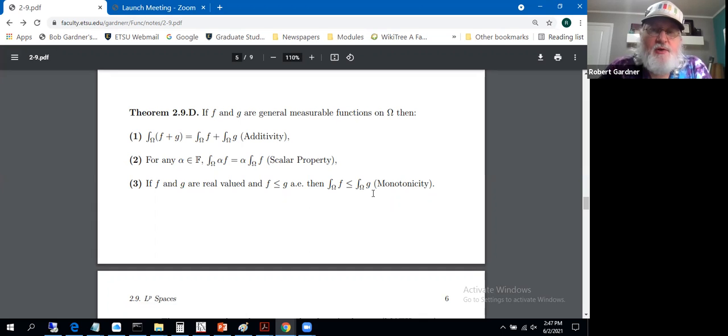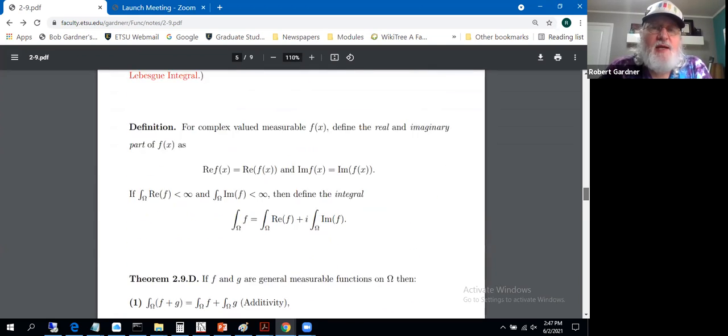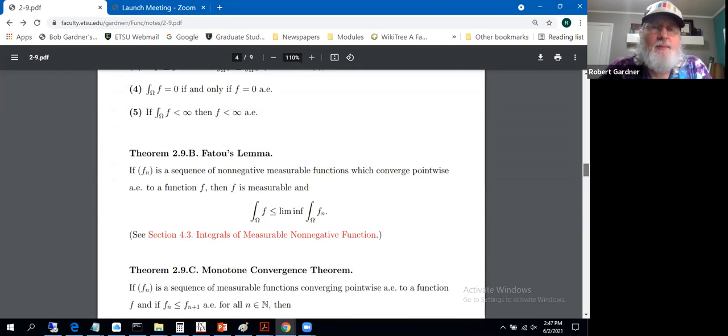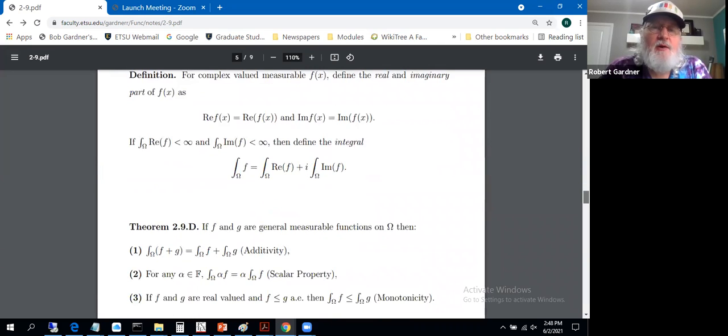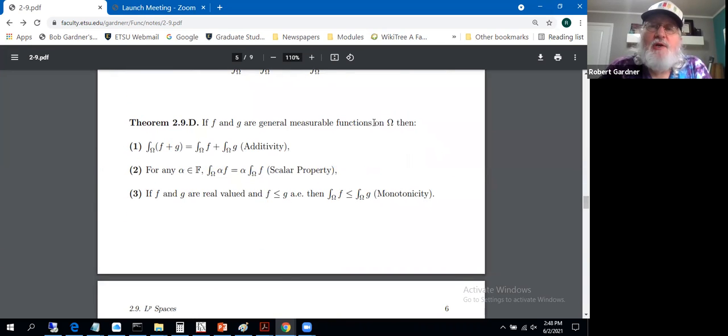Quick observation, didn't we just do this? No. Let's scroll back up, because we stated those three properties before, but the setting was different. Up here, we were considering non-negative measurable functions when we stated those three properties. Down here, we're considering general measurable functions as defined above. So it's a different class of functions. So a different result.